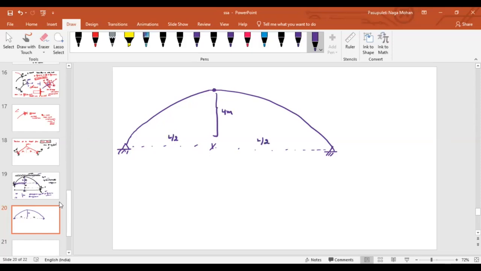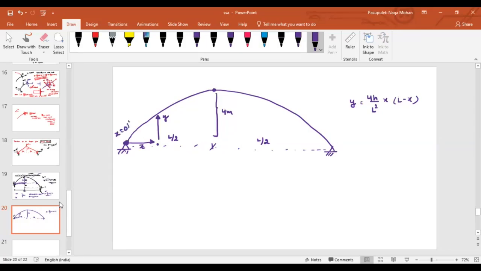Right? Now, as this is a parabolic arch, we know what the variation is. The rise or the ordinate at any point, that means if I take a section at distance x from the left support, then the corresponding ordinate at that point is y. Isn't it? Now, y can be written as 4h by L square into x into (L minus x), isn't it? Now, if I want to apply this equation at this point, what are your x and y?